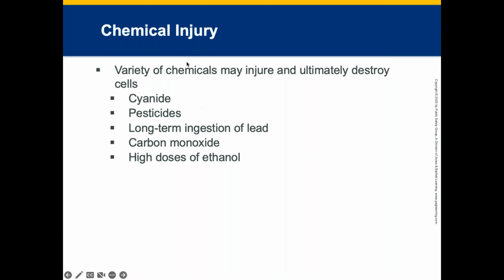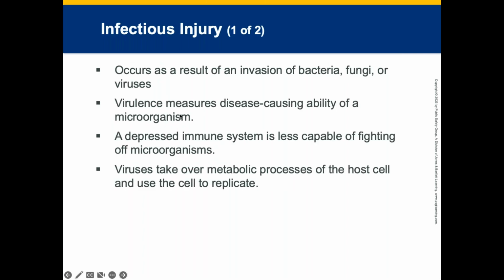All right, moving forward. Infectious injury occurs as a result of an invasion of bacteria, fungi, or virus, which measures the virulence, the disease-causing ability of a microorganism. A depressed immune system is less capable of fighting off microorganisms. So what we usually check for as part of your CBC count is going to be your white count to see if you have any way to fight off. Elevated white counts mean there's an infection. If you have a very low white count, that means you can't fight anything off. A lot of times you'll see that with patients that are immunocompromised.